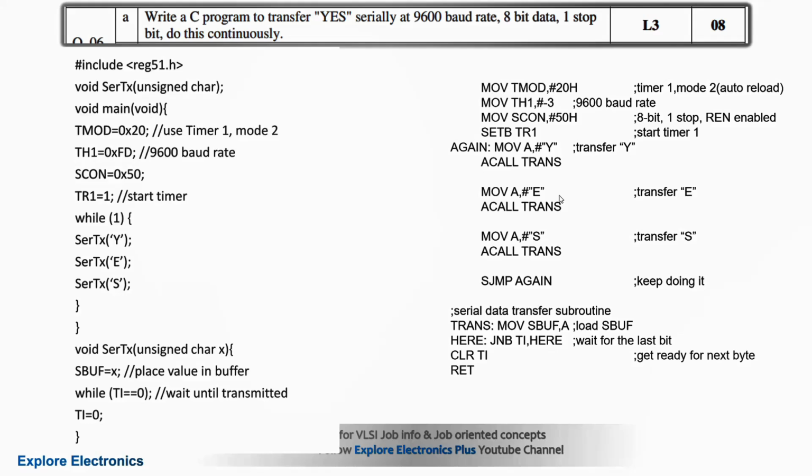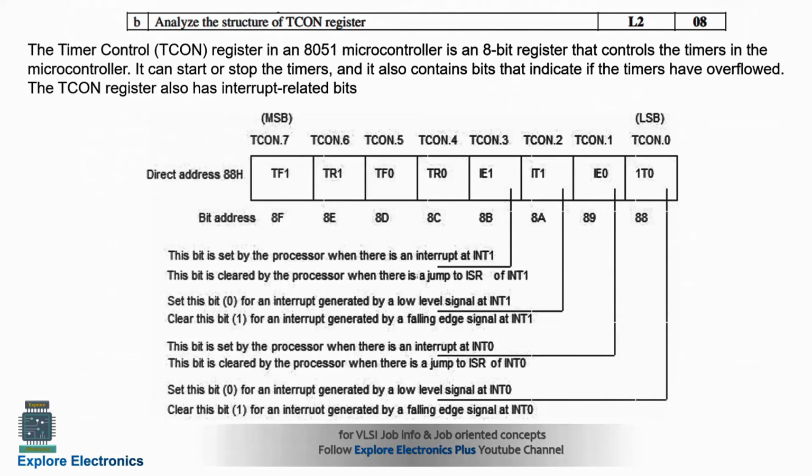Or for this particular question you can go with this C program. Here you can see TMOD and TH1 need to be loaded first, and then SETB TR1 to start the timer, and then we need to pass the data. This is how the C program goes. Similarly, in the assembly level program you can relate this. This is the answer for: write a C program to transfer data serially at 9600 baud rate with 8-bit data, 1 stop bit, and do it continuously.